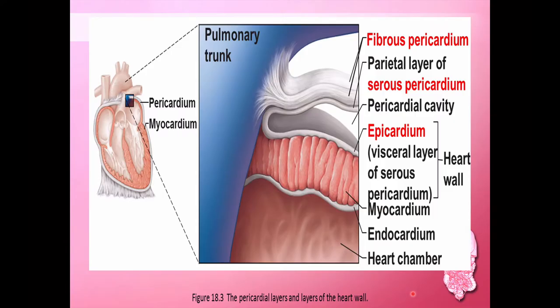Next you can see here, this is the cut section of the heart, and this is the fibrous pericardium, and this is the serous pericardium.